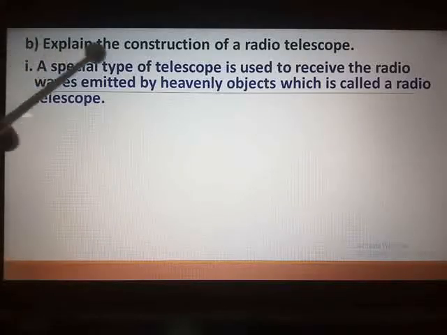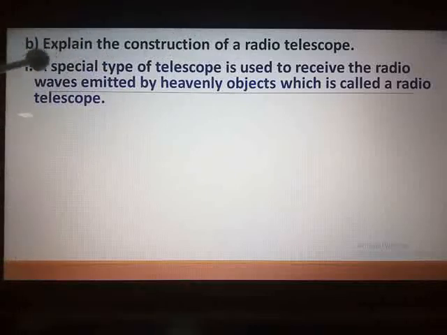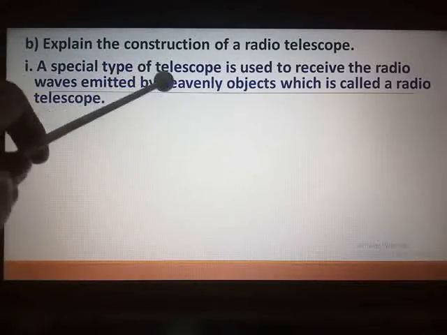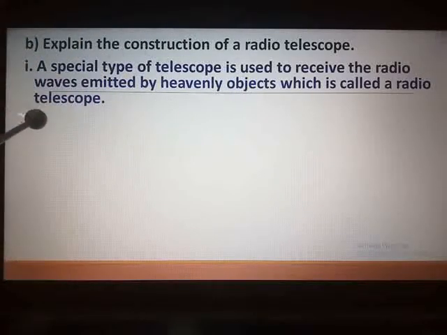A special type of telescope is used to receive the radio waves emitted by heavenly objects, which is called a radio telescope. Before going ahead with the construction part, you have to mention what is a radio telescope.